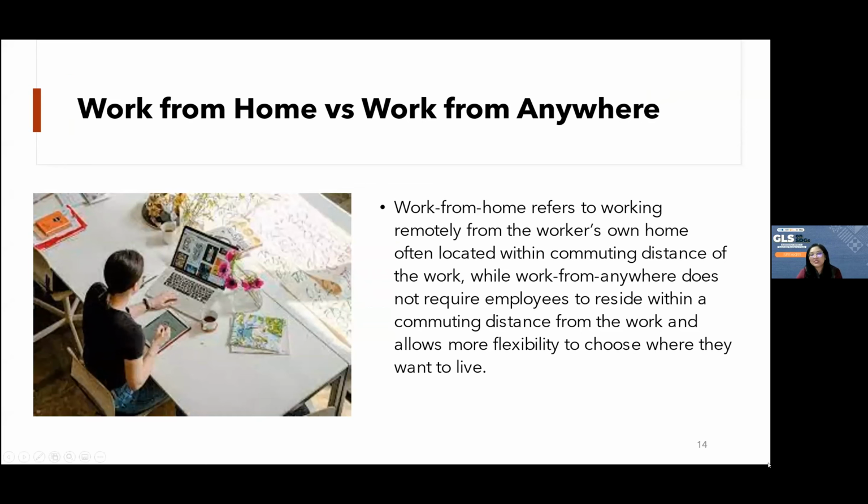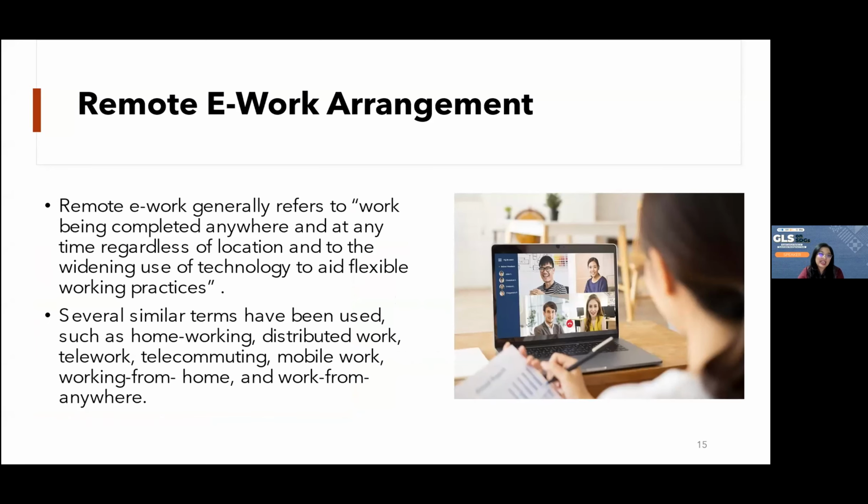So work from home refers to working remotely from the worker's home, often located within commuting distance of the work, while work from anywhere does not require employees to reside within a commuting distance from the work and allows more flexibility to choose where they want to live. And this is already common in the last few years, remote work being completed anywhere and at any time, regardless of location. So output-based performance.